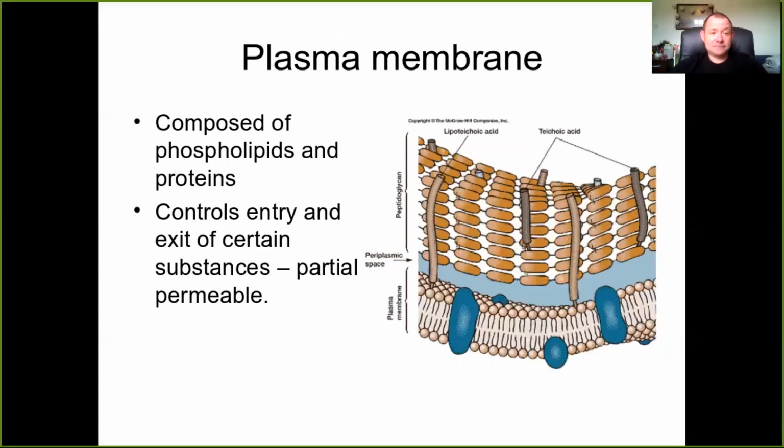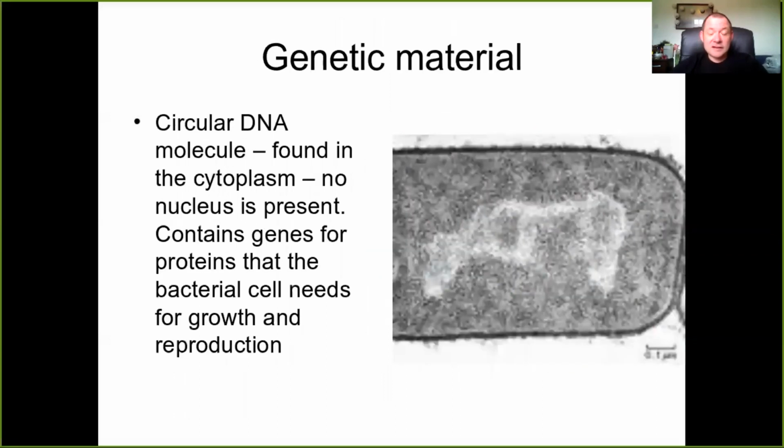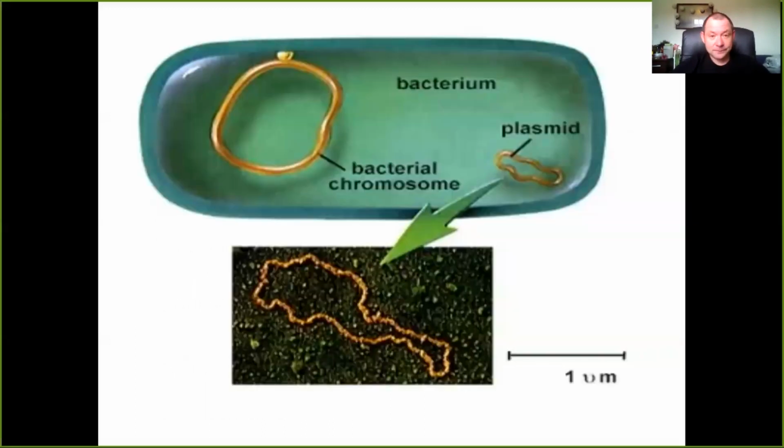The plasma membrane, composed of phospholipids and proteins, controls entry and exit of substances. It's partially permeable, semi-permeable. Genetic material is in a circular structure known as the nucleoid, found in the cytoplasm within the bacteria, the prokaryote. No nucleus is present. It contains genes for proteins that the bacterial cell needs for growth and reproduction.